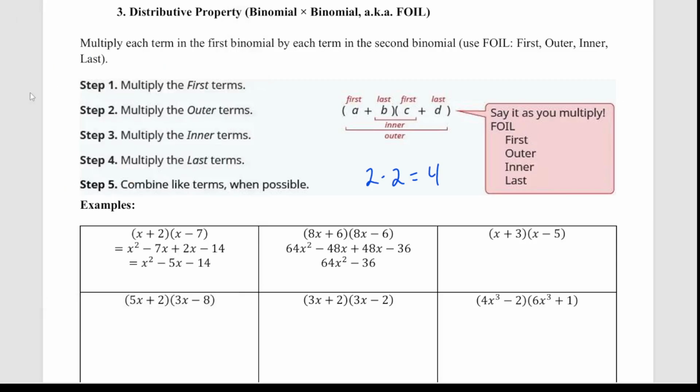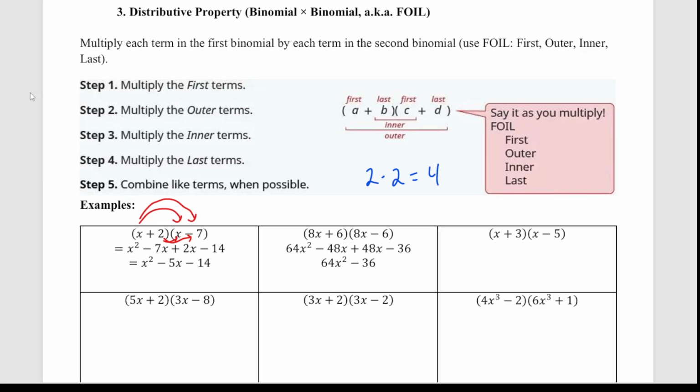So if we have x plus 2 times x minus 7, for example, x times x gives us x squared. Then if you do x times negative 7, that will give us negative 7x. Then 2 times x gives us 2x. 2 times negative 7 gives us negative 14. And typically when you do this, you might end up with some like terms there, particularly in the center. In this case, negative 7x and 2x made us negative 5x.